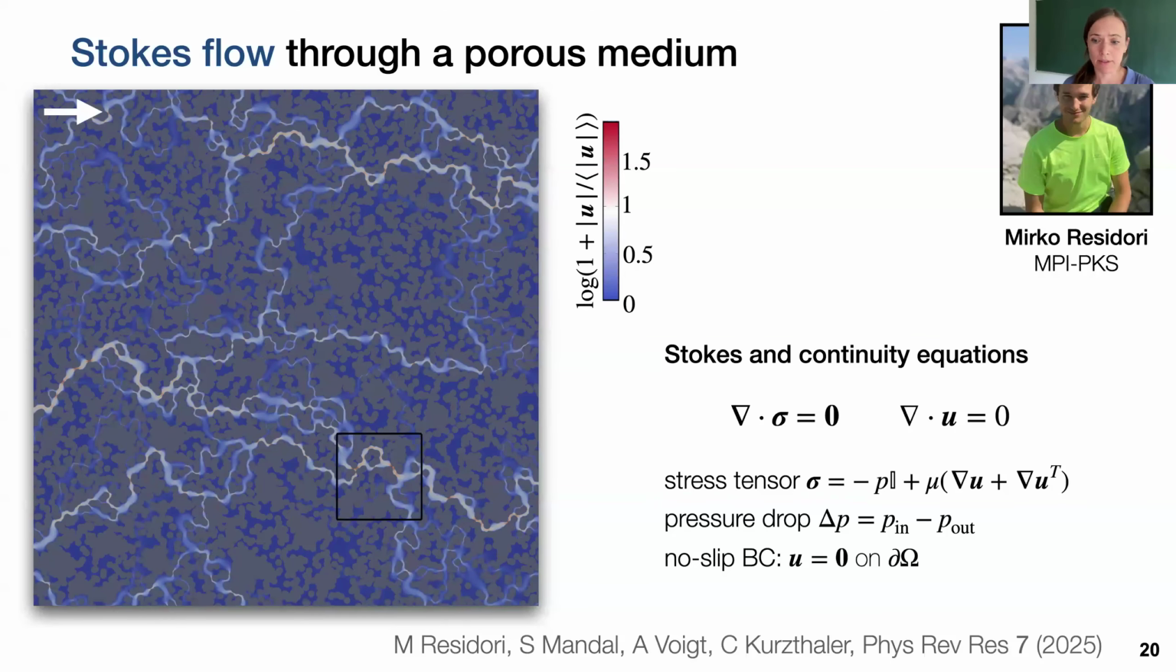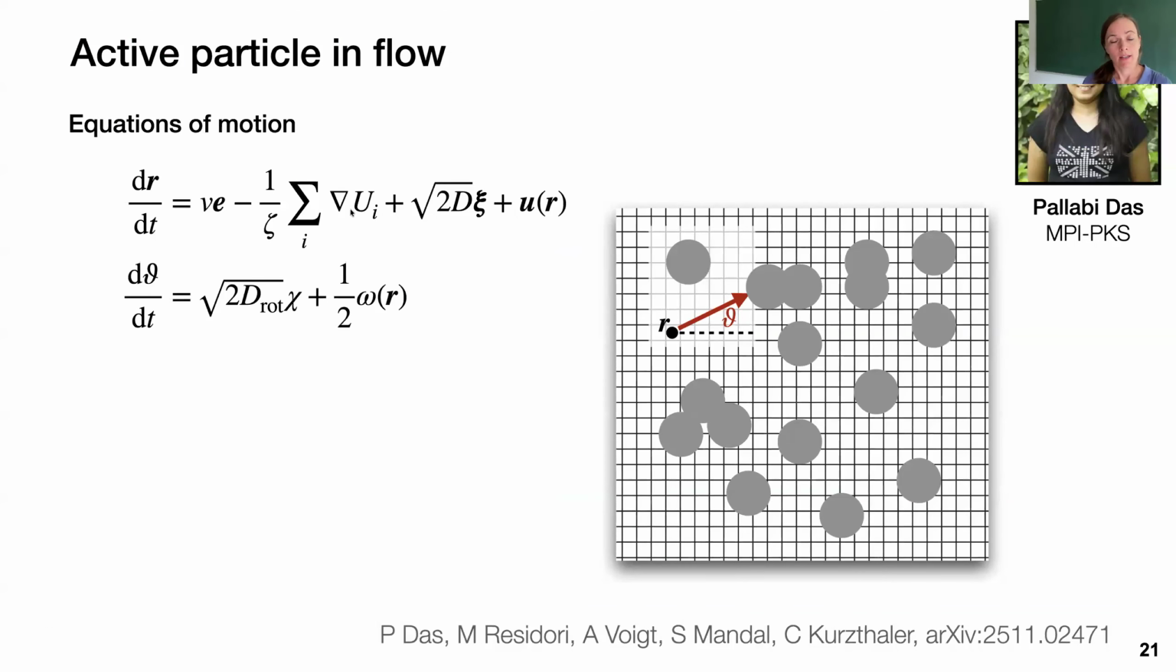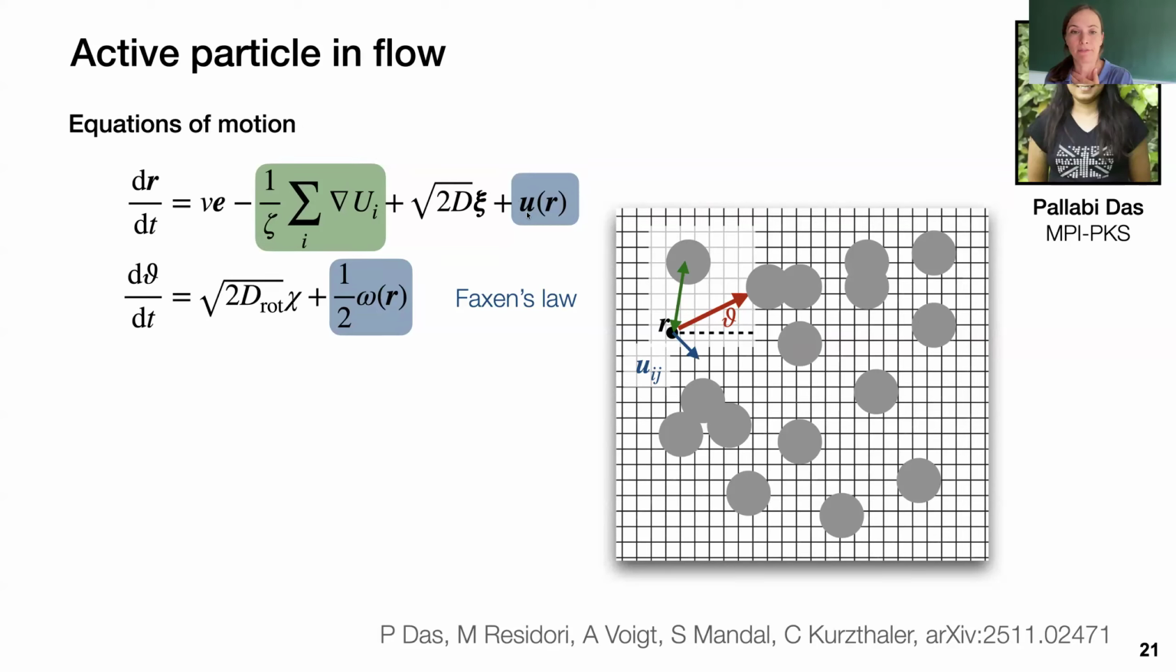Now, to model the swimmer, we have similar equations to those I've shown before, but for now we think of a simple active Brownian particle which moves at a constant speed at a given orientation. It interacts with the obstacles, and it is advected by the fluid velocity. In addition to that, its orientation is subject to rotational diffusion, and it reorients with the flow vorticity.